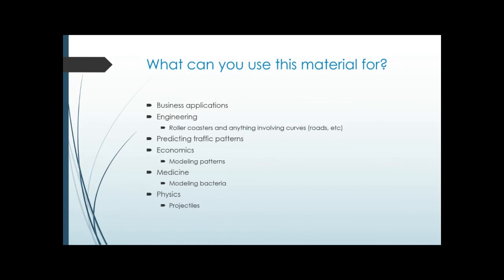In economics and medicine, there's a lot of modeling that goes on. In economics, you're usually trying to model patterns, and things are not always linear, so polynomials give you a lot more variability for things that move around. In medicine, you can model bacteria with polynomials. We're also going to be looking at modeling bacteria in week 7 when we talk about exponential functions. And in physics, there's a lot of things that use quadratics. Projectiles are one of them, and that's actually what you're going to be doing this week in your discussion. Your discussion is going to take the projectile motion equation.